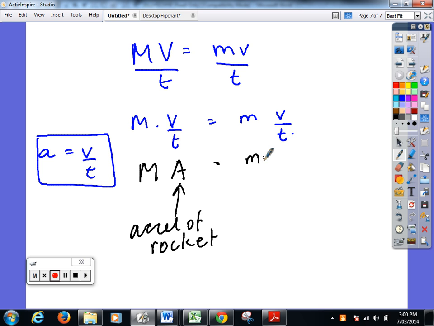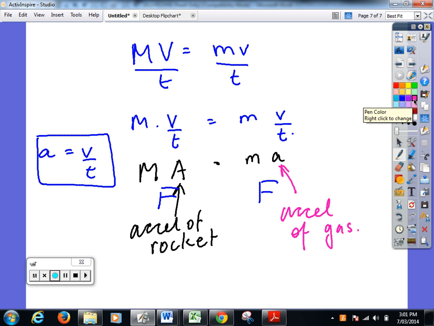Would equal m little a, where little a is the acceleration of the gas. So the forward acceleration and the backward acceleration will be given by capital A and little a, just to make sure that we can see that they're different. So what do we know this is? This is the forward force and this is the backward force, and they are equal.